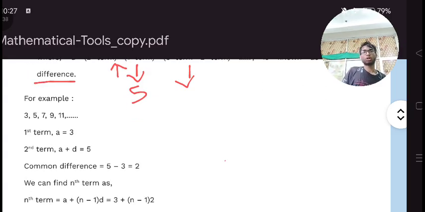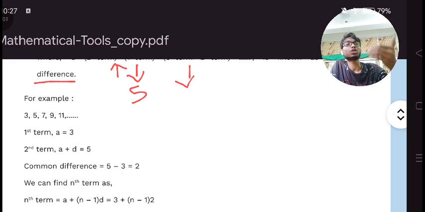For example 3, 5, 7, 9, 11. It is a continuum. There is no end. Okay, there is no end. We can easily say that yes, this is a series of numbers. One thing more you can say, yeah, these are odd numbers. This is a series of odd numbers.